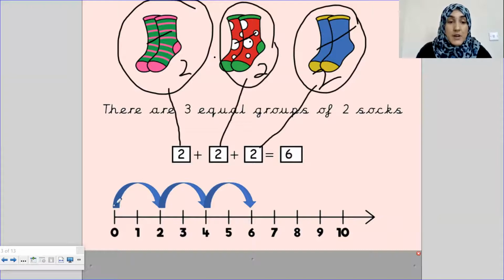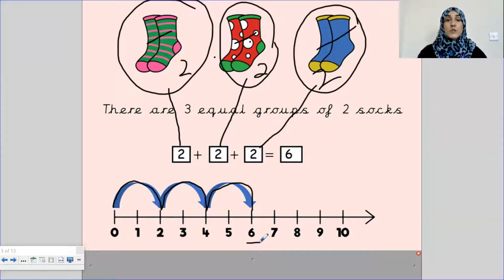Well done. And we've got a number line here where we can jump and count in our 2s. We've got 2, 4, 6. So our answer is 2 add 2 add 2 equals 6.